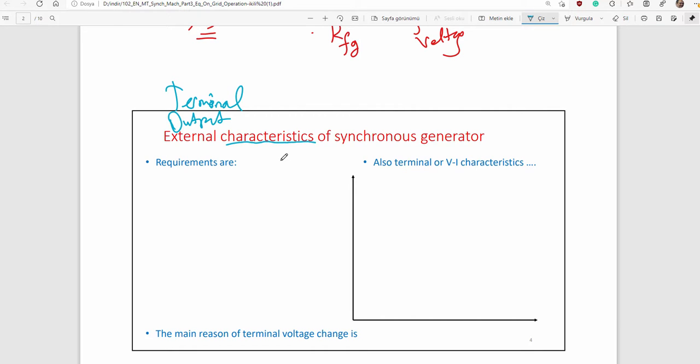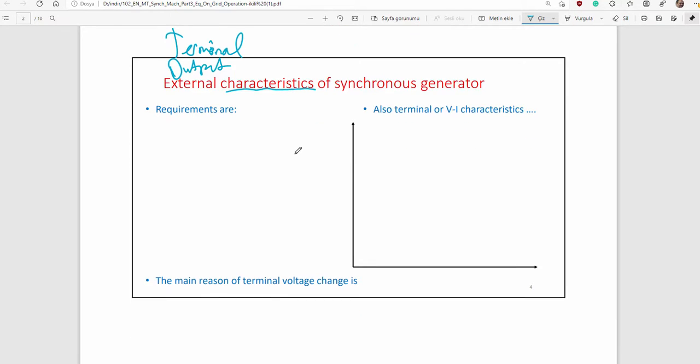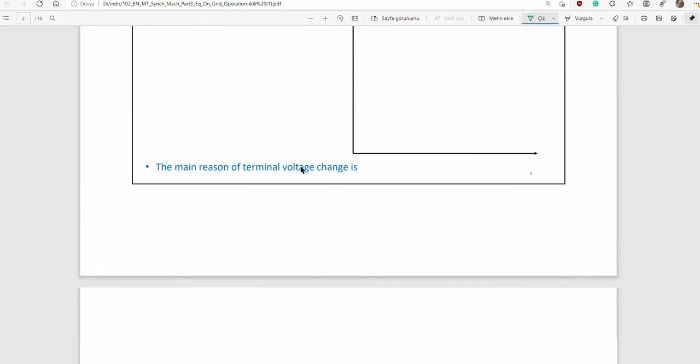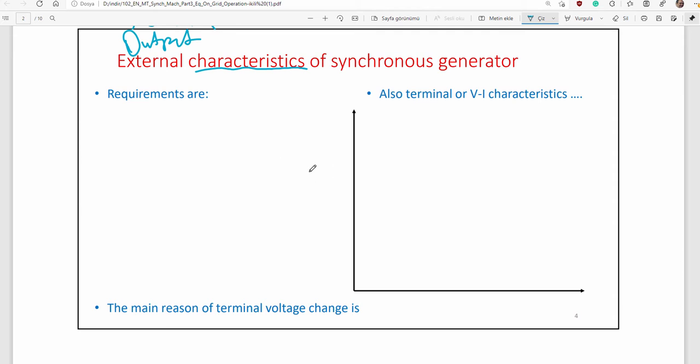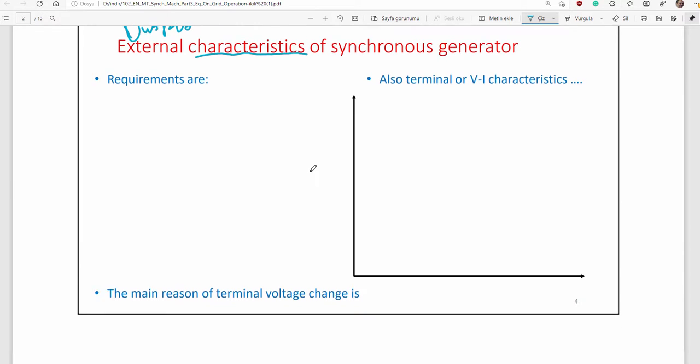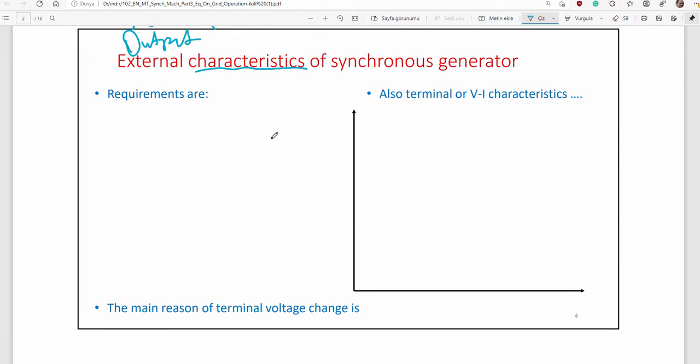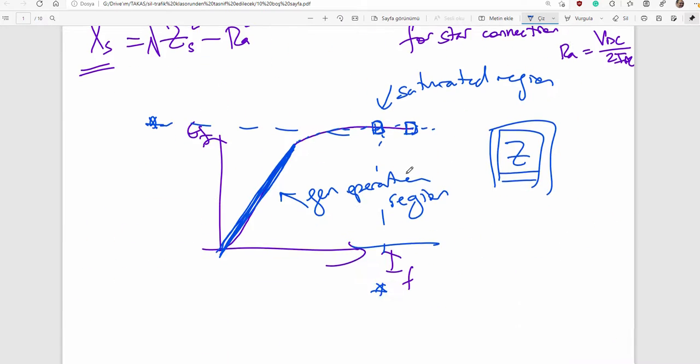Okay, today we talk about external characteristics or output or terminal characteristics of synchronous generator. First of all, let's discuss what it is. What they are. What is output? Now, we talk about generator. External or output or terminal characteristic of synchronous generator.